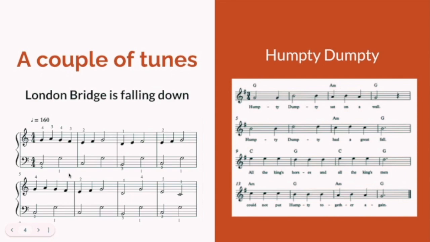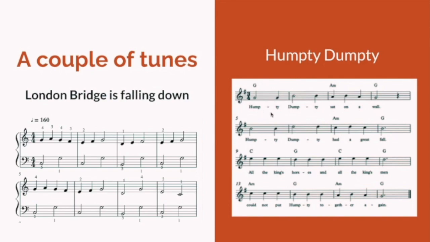The second line, the lyrics go, London Bridge is falling down, my fair lady, okay? And we'll count that 1, 2, 3, 4, 1, 2, 3, 4, 1, 2, 3, 4, 1, 2, 3, 4. Hopefully pretty straightforward. Let's now have a look at another simple tune. Let's have a look at Humpty Dumpty, okay?